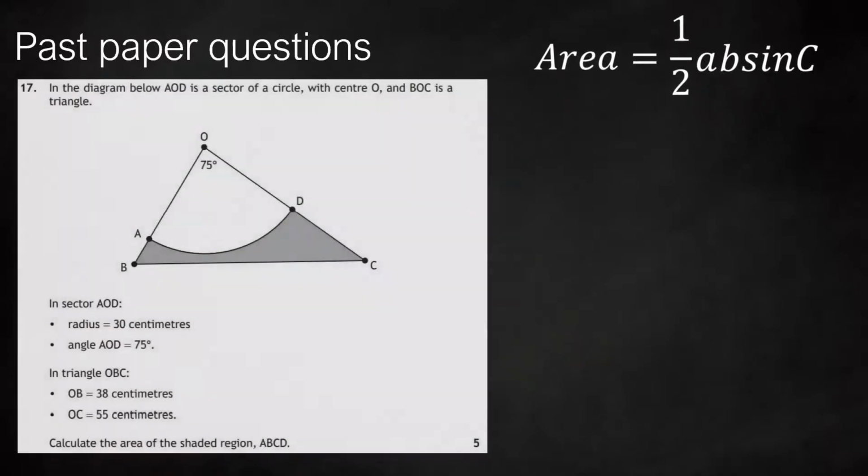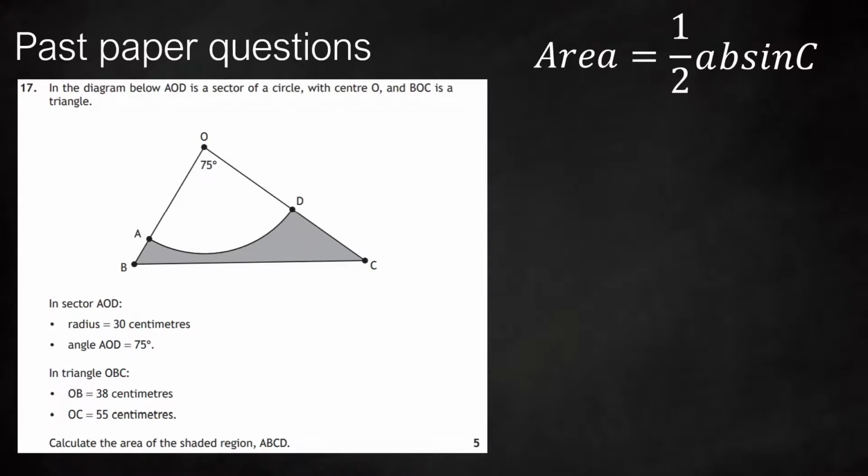Let's go on to the next one. So this one's our 5 marker, so it's going to be a few more steps, likely. And unfortunately, the diagram they're giving us hasn't got all the information we need, so we need to read the actual question to get more information. So let's have a look. We've got a sector of a circle embedded, or just inside essentially, of a big triangle.